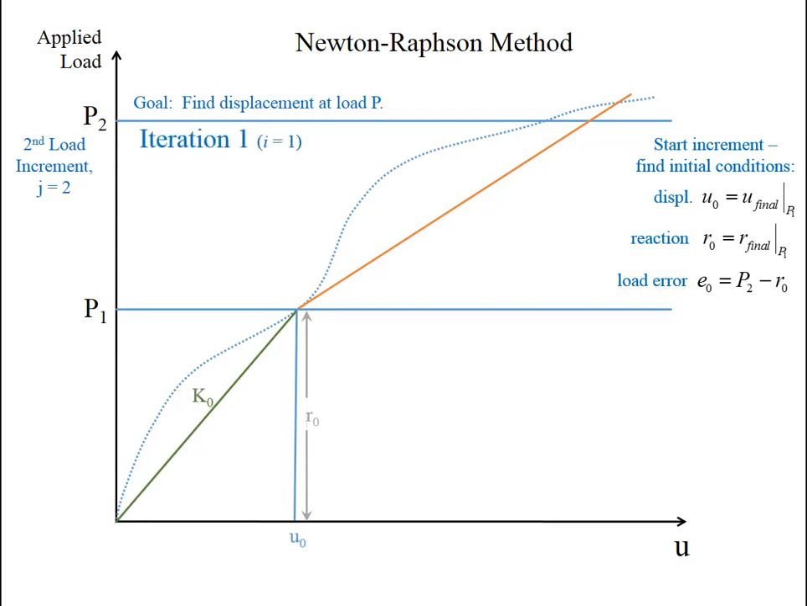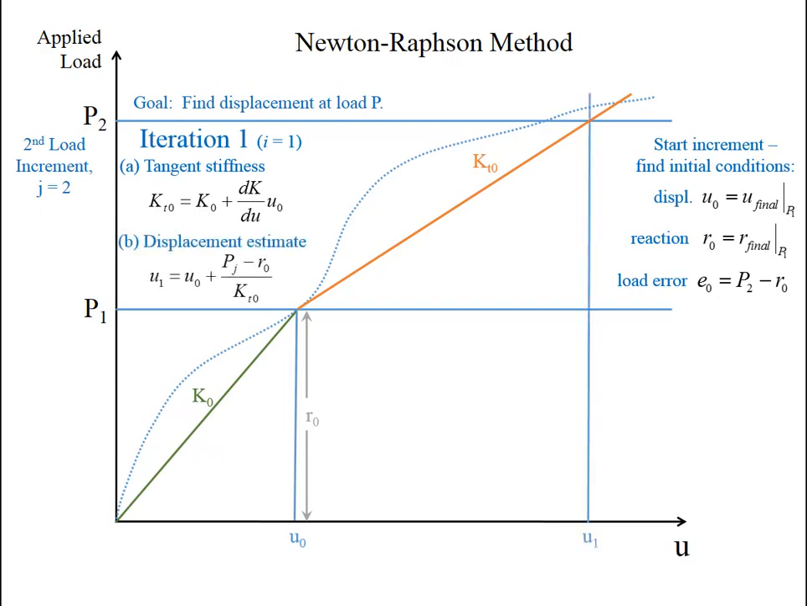Okay, now let's start iteration 1 within this second load increment. Again, we start out by having a tangent stiffness, which is the slope of the curve at that point. And then from that we can calculate a displacement estimate. And that's going to be a U1. This is now a new U. We start I over again for each load increment.